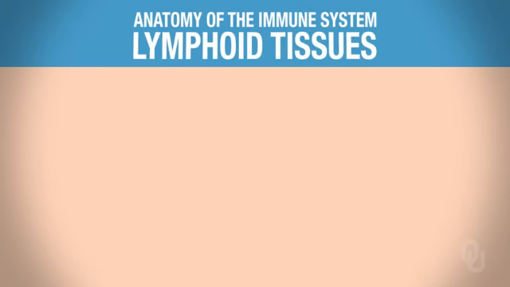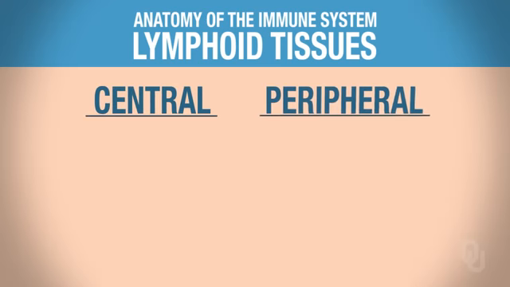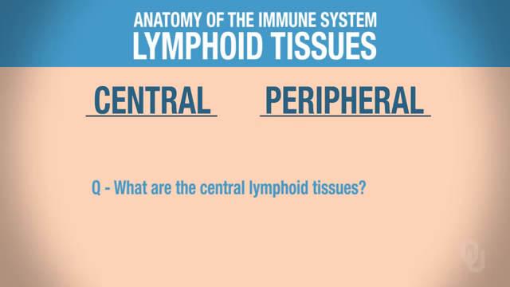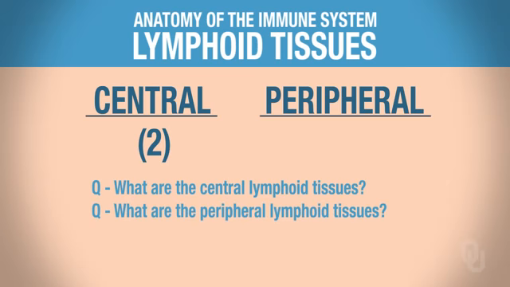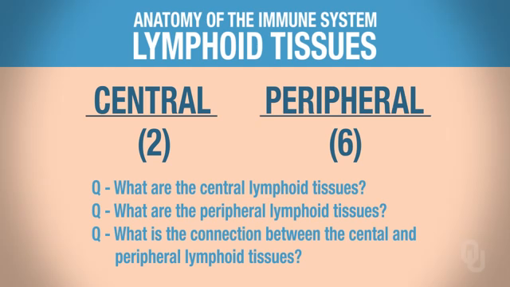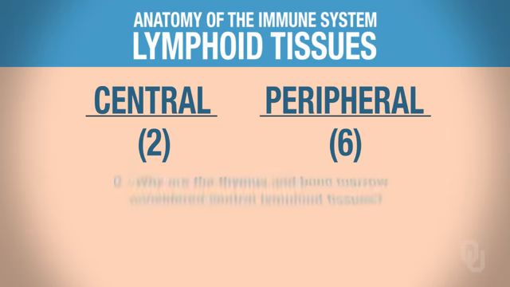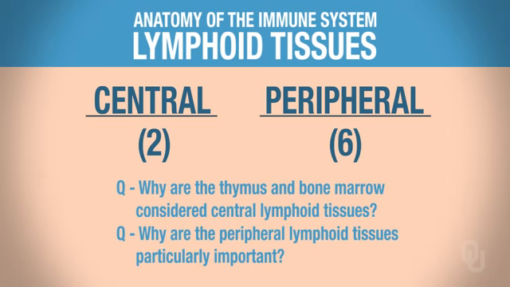Then we have the lymphoid tissues, the central lymphoid tissues and the peripheral lymphoid tissues. So what I want you to do is to make a list. What are the central lymphoid tissues? And I'll give you an idea here. You should be listing 2 of them. And then the peripheral lymphoid tissues. You should be listing 6 of these. And then what I want to know is what's the connection between these central lymphoid tissues and the peripheral lymphoid tissues? So in other words, when you have lymphocytes in a central lymphoid tissue, do they always stay there or do they migrate out? Then you guys can complete these questions down below as well.